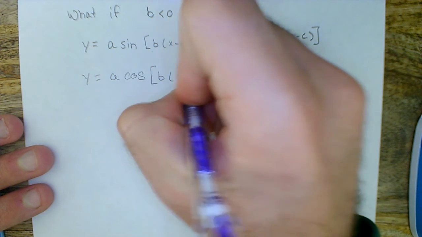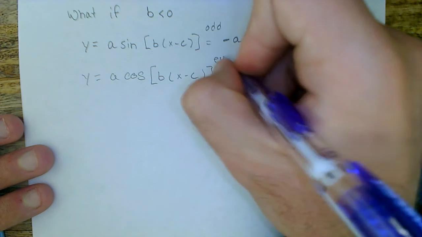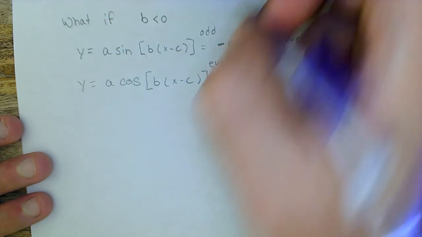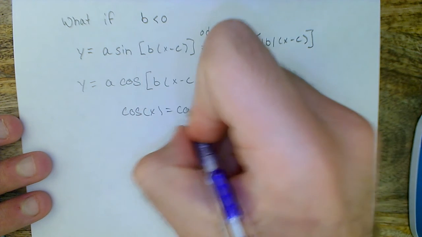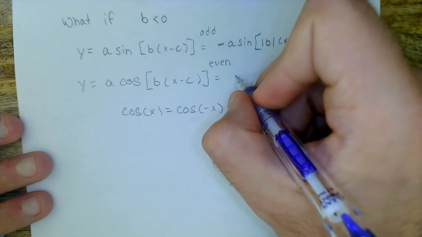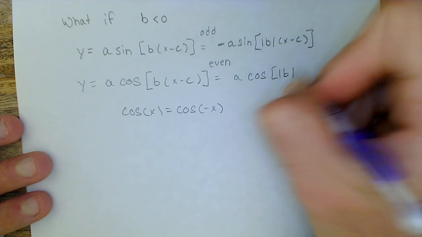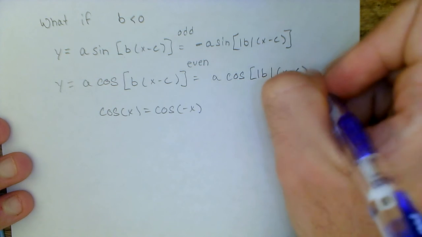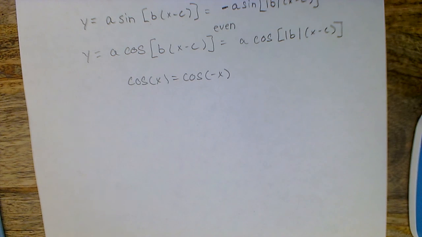So if you had a cosine function, the beauty of it is, if b is negative, because it's even, remember cosine of x is equal to the cosine of negative x. So it's the same thing as the cosine of the absolute value of b times x minus c.